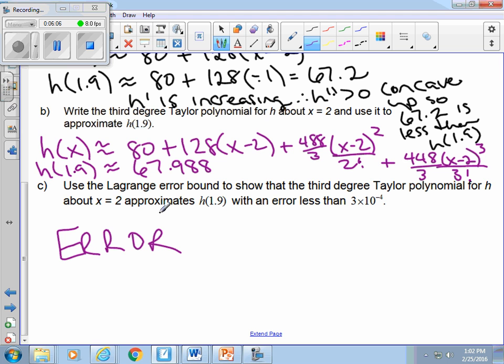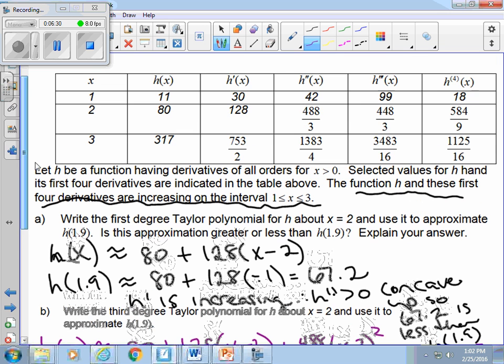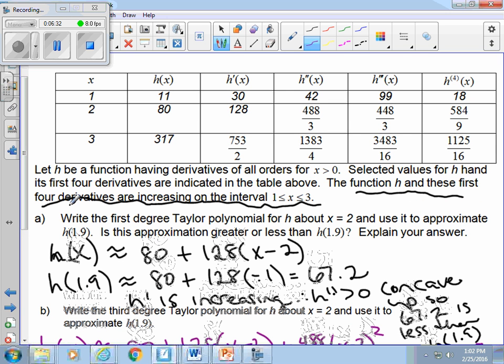Use the Lagrange error bound to show that the third degree Taylor polynomial for h about x equals 2 approximates h of 1.9 with an error less than 3 times 10 to the negative fourth. So I'm going to do a Lagrange error bound. Remember, we're going to do the maximum value of the derivative on the interval. Well, what do you know about the derivative? Increasing on the interval 1 to 3.